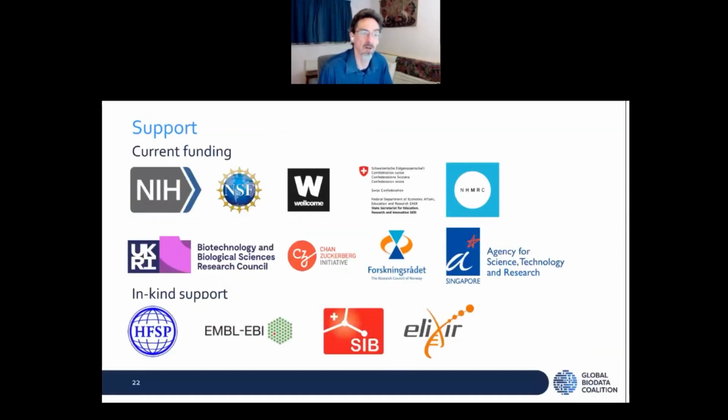Funders, yeah. So we're currently getting financial support from the ones under current funding. And we are getting in-kind support from HFSP, MLEBI, SIB, and Elixir. And there are, in addition, not listed here, about 6 or 7 more large funders, for instance, the European Commission, INSERM, who are observers, and we hope will join within the next couple of years, but haven't quite joined, or I should say, we hope will start giving us money in the next few years.